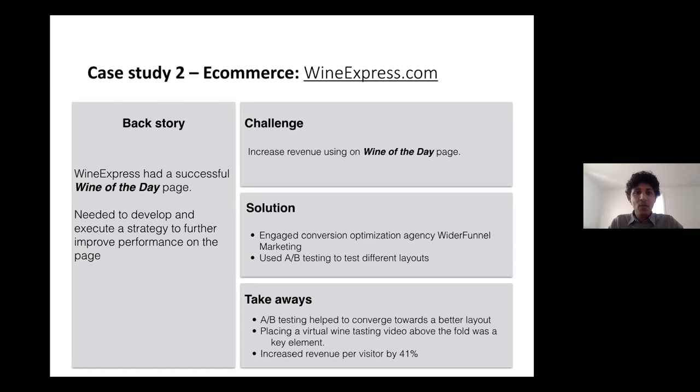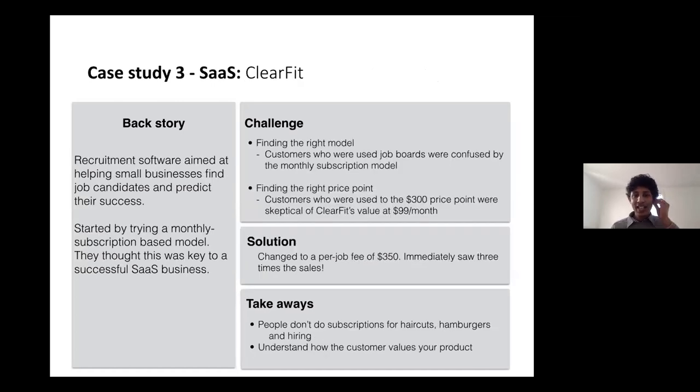Okay, so let's move to case study three. Case study three is another software as a service company called ClearFit. The backstory here is ClearFit is a recruitment software aimed at helping small businesses find job candidates and predict their success. ClearFit founders started off with a monthly subscription-based model. Basically, everybody kept telling them that if you're running a software as a service company, your key model is monthly subscriptions. You have to go for monthly subscriptions in order to succeed. So they thought, okay, the key to success for SaaS is a monthly subscription model. And they did that. They had this monthly subscription at ClearFit, which was $99 a month.